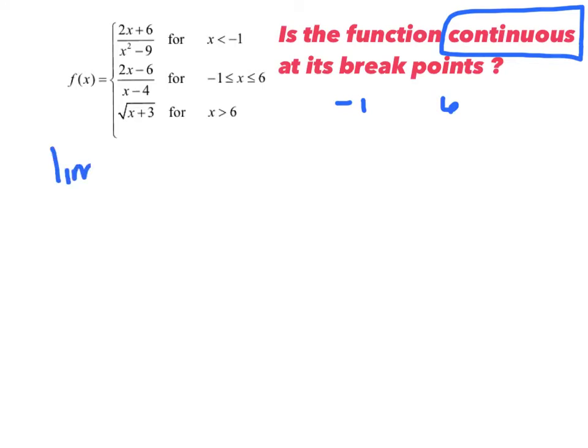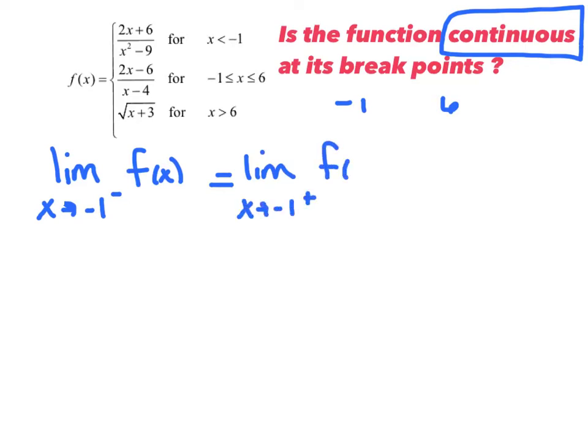The limit as x approaches -1 from the left of f of x has to equal the limit as x approaches -1 from the right side of f of x, and that has to equal f of -1. And all you do is you write that out and you evaluate it, and it's so easy. So the limit from the left has to equal the limit from the right, has to equal f of that value. All right, so now let's plug them in and watch the magic happen.